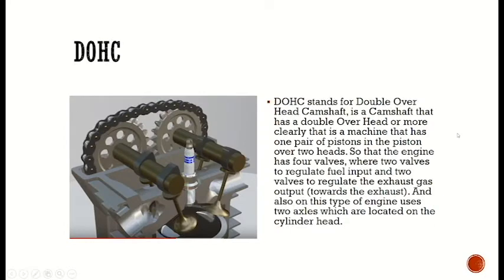In slide 5, I explain about the DOHC. DOHC stands for Double Overhead Camshaft. It is an engine that has two overhead camshafts, so that the engine has four valves per cylinder, where two valves regulate the fuel input and two valves regulate the exhaust gas output towards the exhaust.